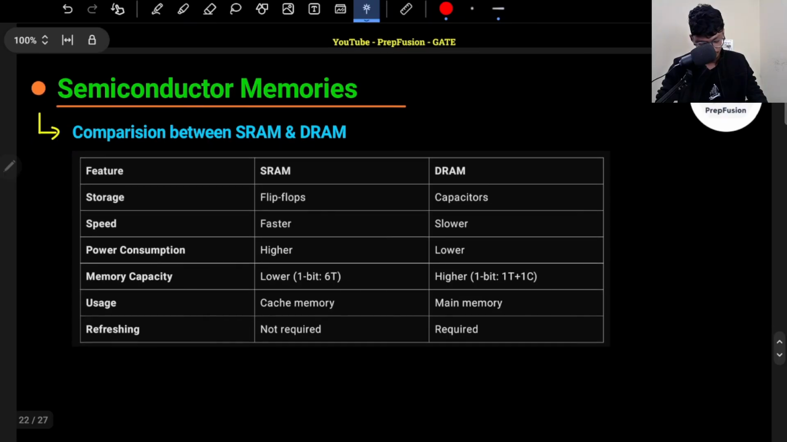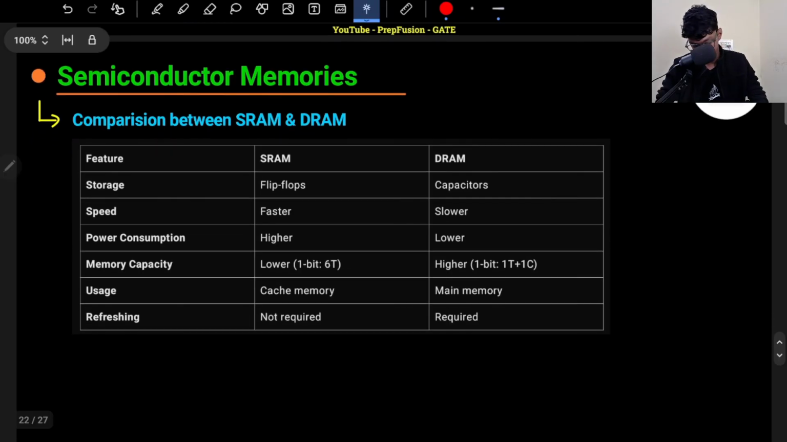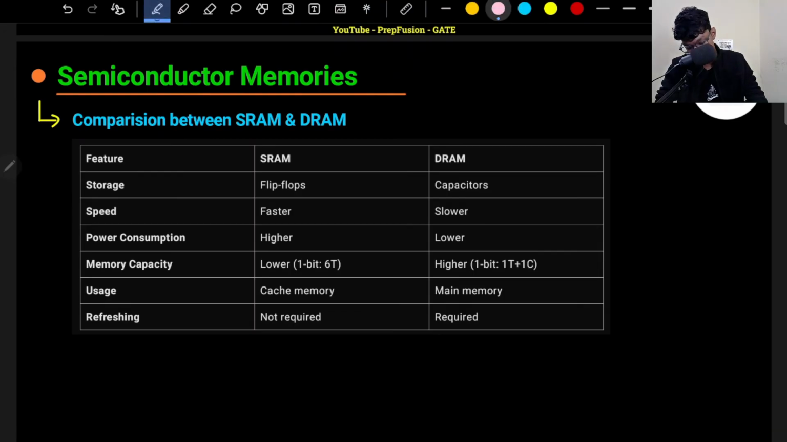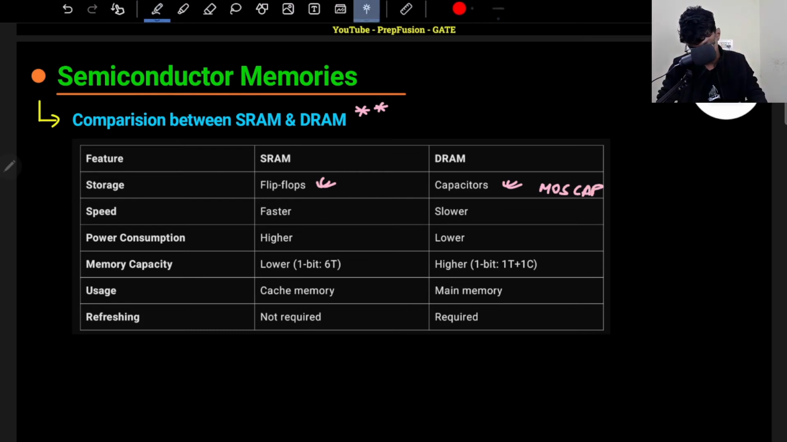Okay, so these are a few differentiators of static RAM and dynamic RAM. This can come in your examination. This is the important part. The working and the circuit diagram I have explained; now the differences that you should know are theoretical points. First, SRAM is implemented using flip-flops. DRAM is implemented using capacitors and MOSFETs. Mainly, the MOSFET and capacitor store the data in DRAM, and here the flip-flop stores the data.